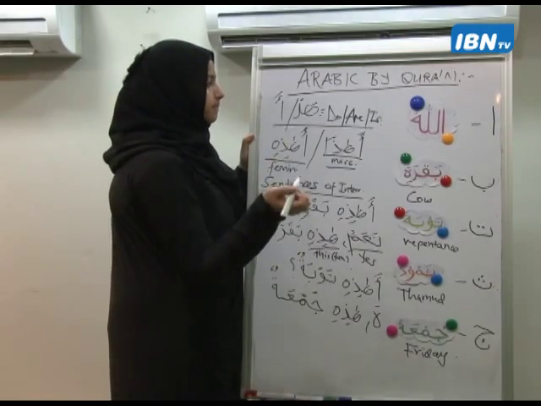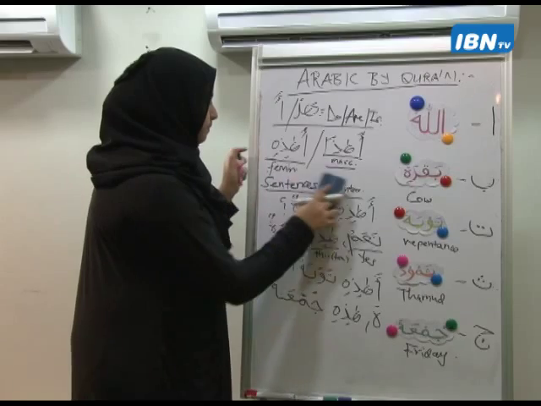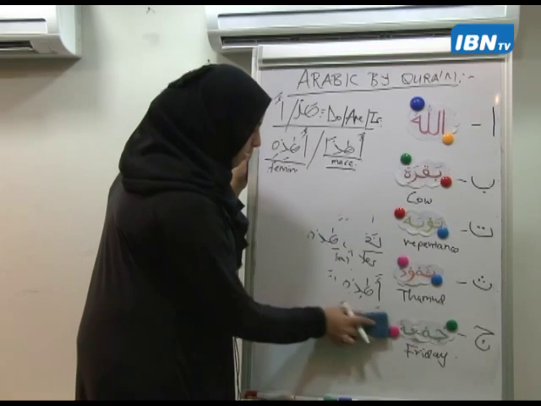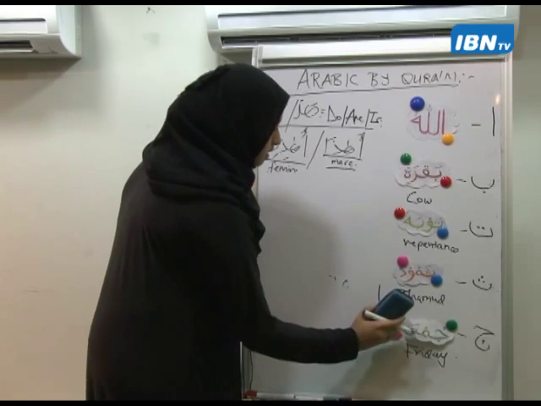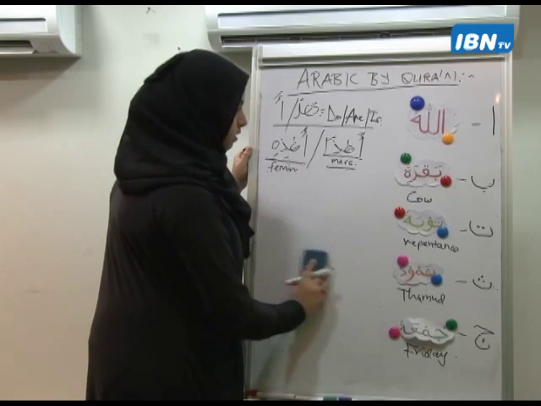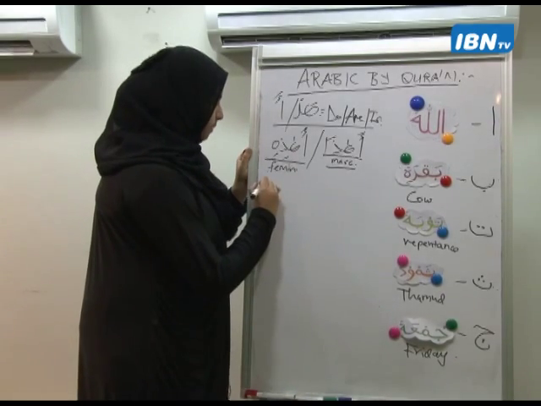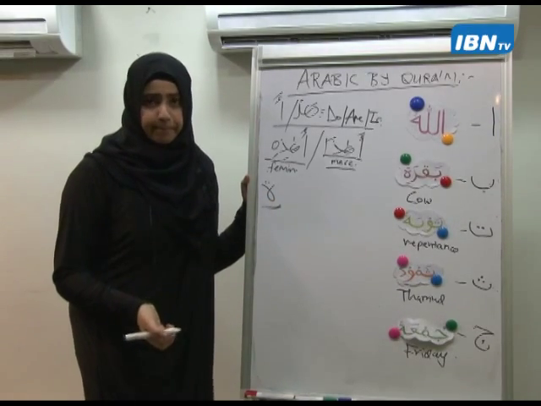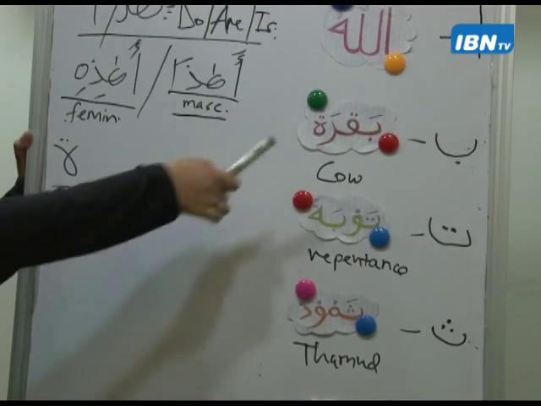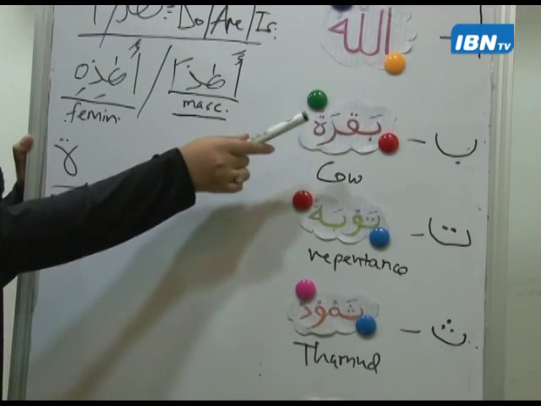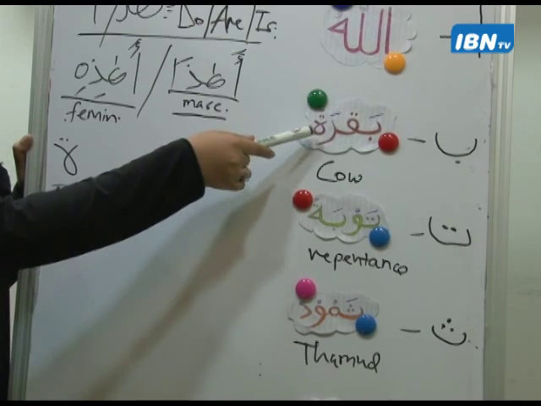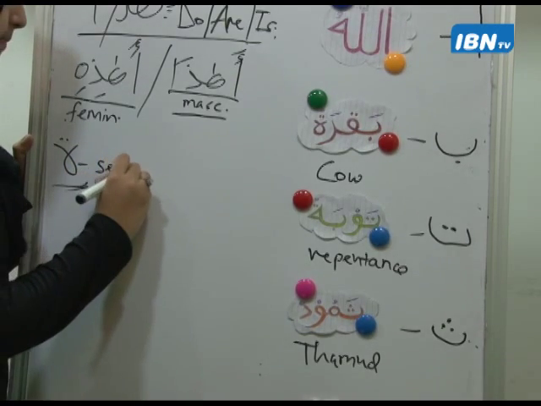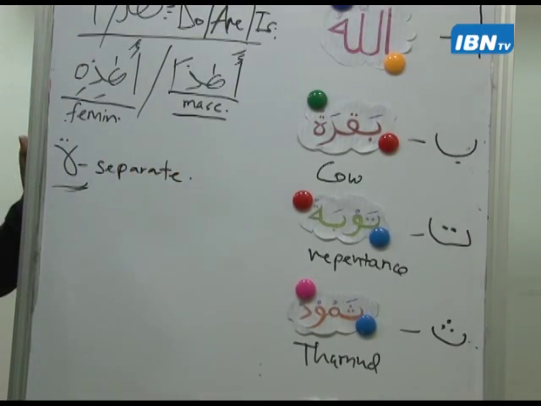Now I had told you something I want to note. It's about the ta marbuta. Right. So about the ta marbuta, it looks like this, right? But it looks like this when it is separate. So when ta marbuta is separate, it is not joined to the preceding letter, it's not joined to the following letter, it looks like this. So this is only when it's separate. Something to note.